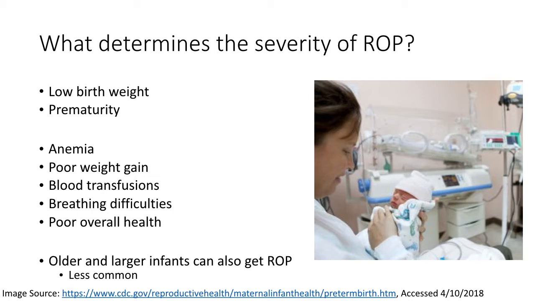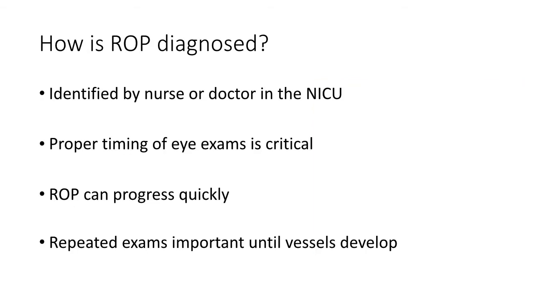Other factors that are associated with the presence of ROP include anemia, poor weight gain, need for blood transfusions, breathing difficulties, and poor overall health. While less common, ROP can affect infants born at older ages and higher birth weights, particularly if they have one or more of these risk factors. Infants who are at risk for ROP are usually identified by a nurse or doctor in the neonatal intensive care unit, also called the NICU.